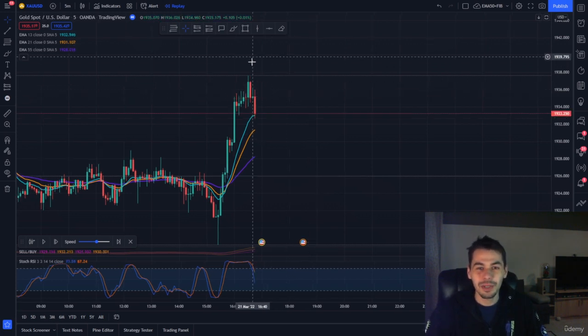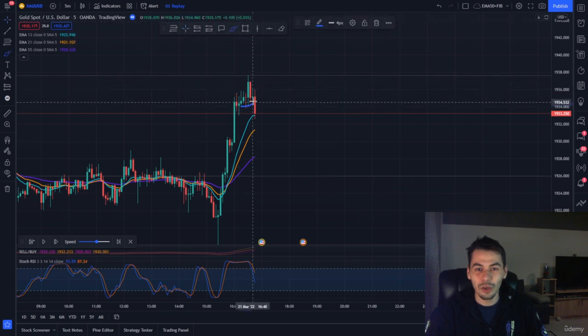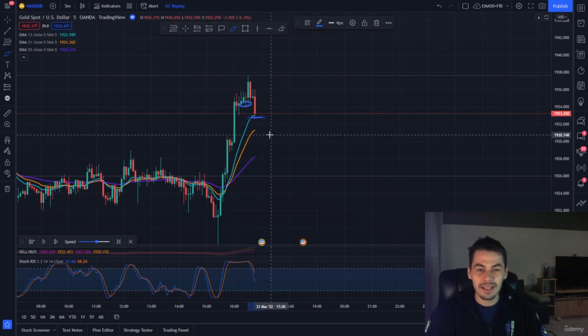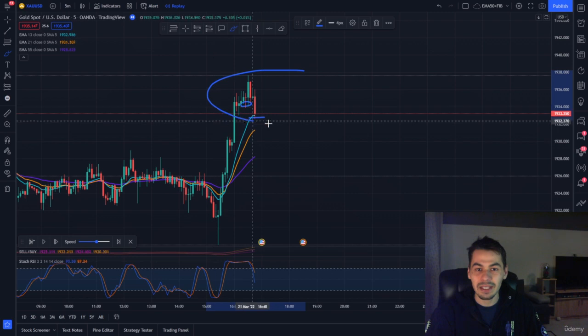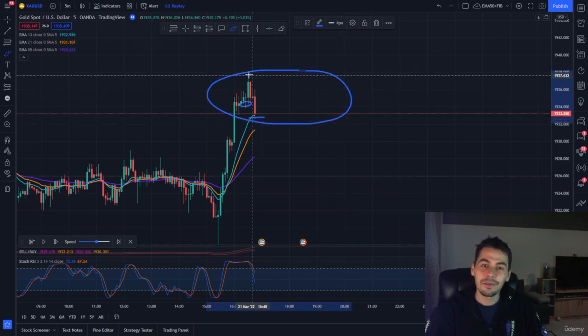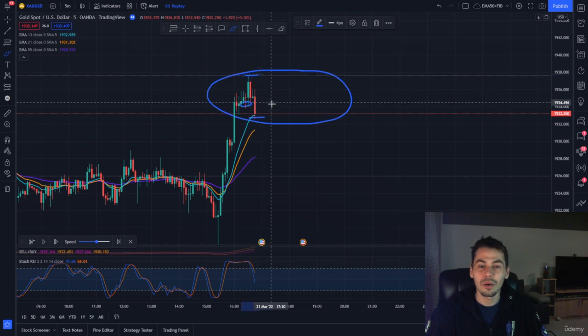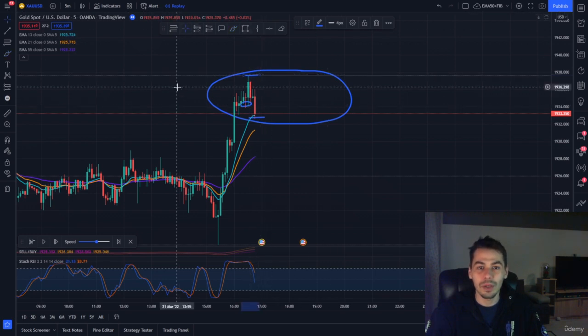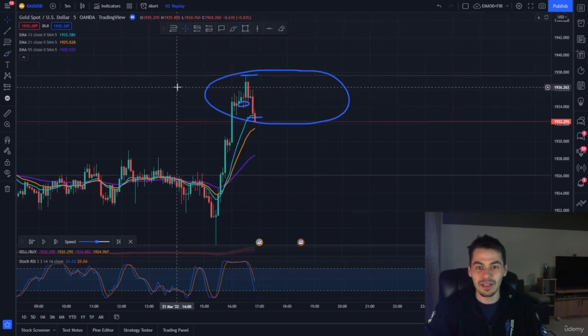Okay, so as you can see, this local low has been broken by this candle. So this is your first clue that you may be inside of a range here. The next clue would be if this high holds or if this high will be broken. So let's see what happens next.